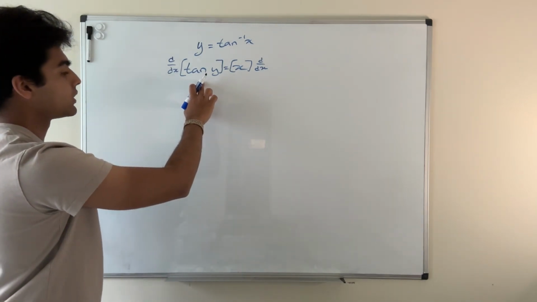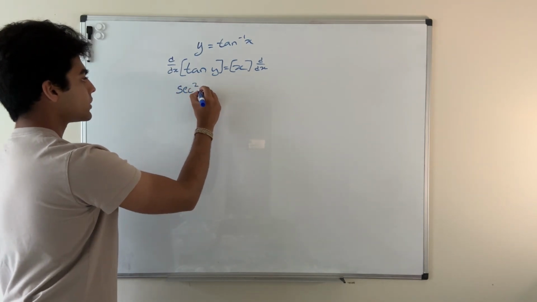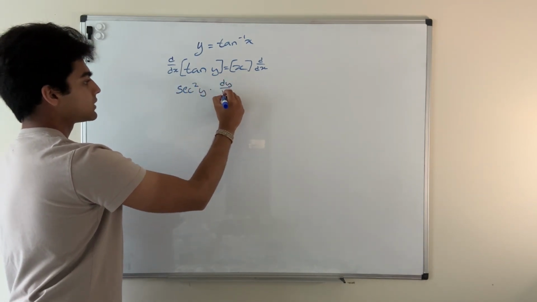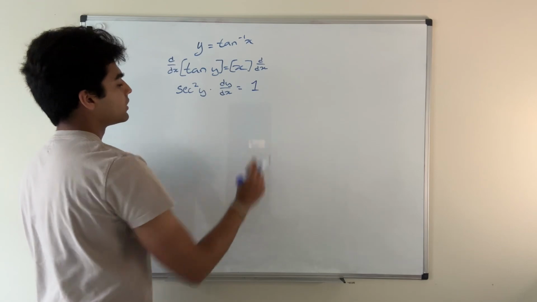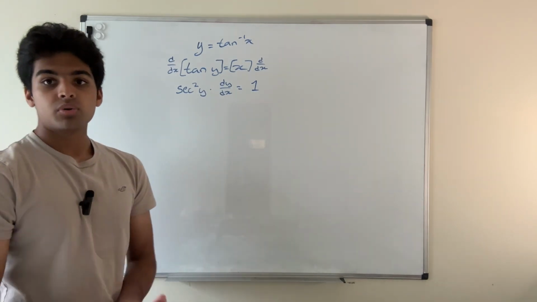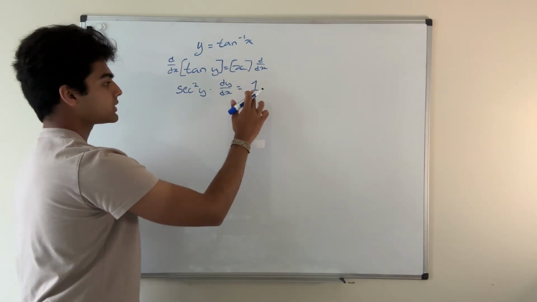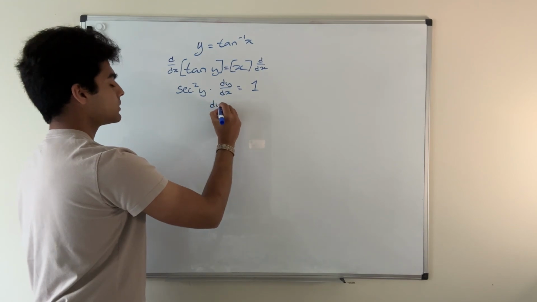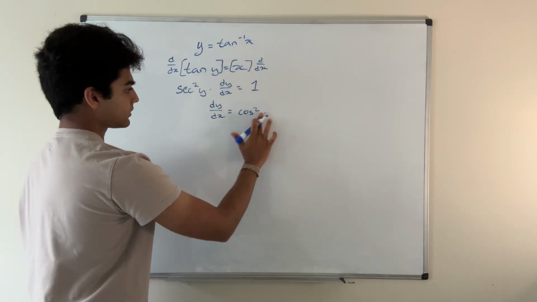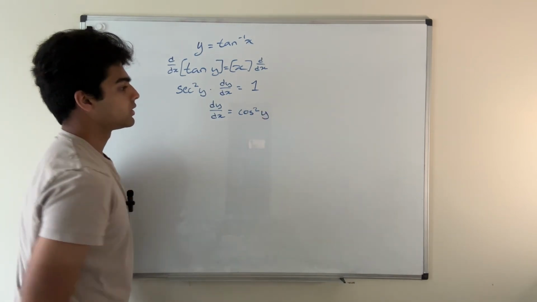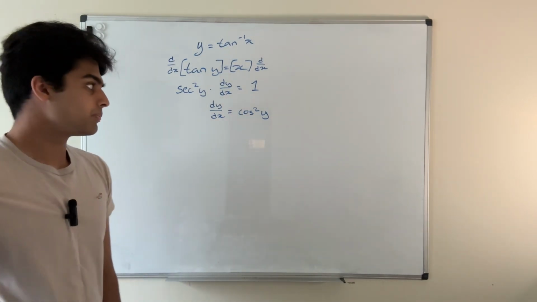So over here, the derivative of tangent is going to be secant squared. So secant squared y, times dy dx. And then the derivative of x is just going to be 1, right? So we know secant squared y is just 1 over cosine squared y. So if we multiply that over, we'll have dy dx equals cosine squared y. Y, not x. Okay? So this looks pretty simple, but again, I'm going to do something kind of crazy.